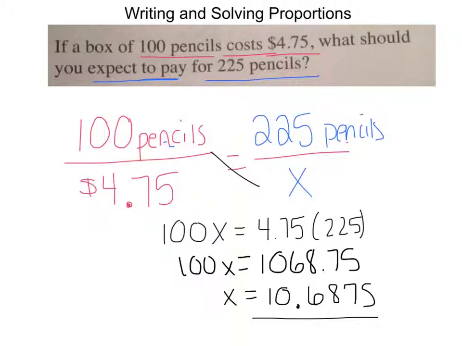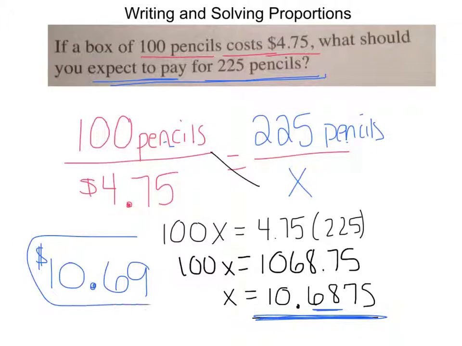So it says, what would you expect to pay for 225 pencils? Well, this isn't really the finished answer. We need to add a label to this. So I'm going to say 10 point, and I'm going to round to the nearest hundredth since we're talking about dollars and cents here. And so this would be about $10.69 for a box of 225 pencils.